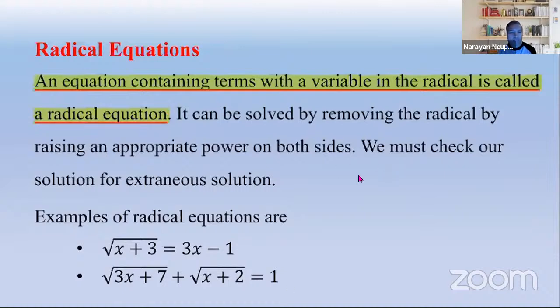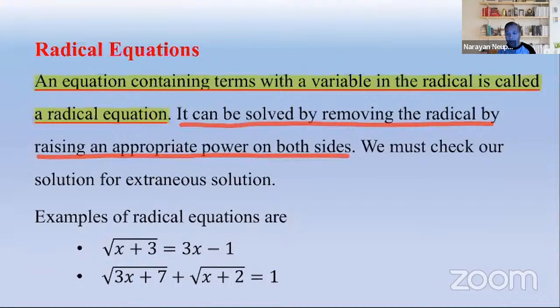Now, the technique of solving a radical equation is to remove the radical by raising an appropriate power on both sides. So we can solve any radical equation by raising the power. If there is a square root, we raise the power 2 on both sides. If there is a cube root, we raise the power 3 on both sides. If it is a fifth root, we raise the power 5 on both sides, and so on.